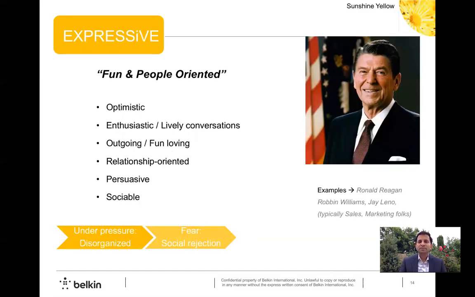Moving to the next personality style, the sunshine yellow. These are expressives. They are optimistic, sometimes way too optimistic, full of enthusiasm, sociable and persuasive. They are fast and outgoing, but they're people-oriented. They are feelers. Expressives thrive on interpersonal relationships, which makes them excellent collaborators.